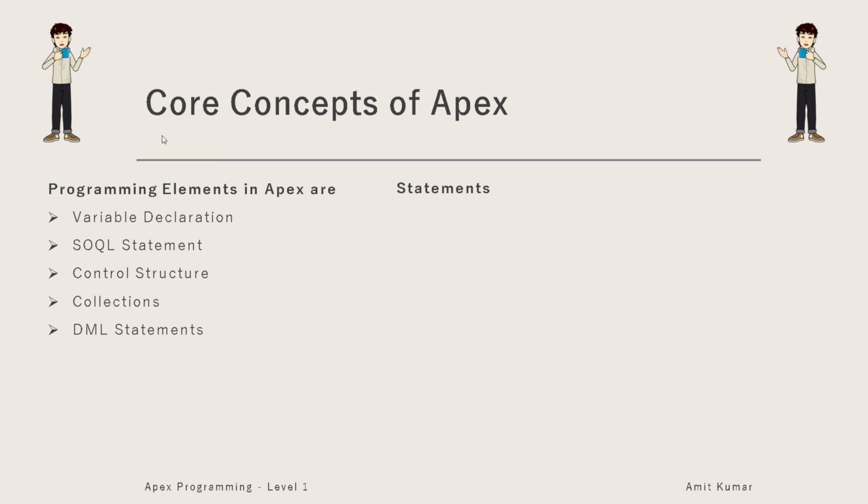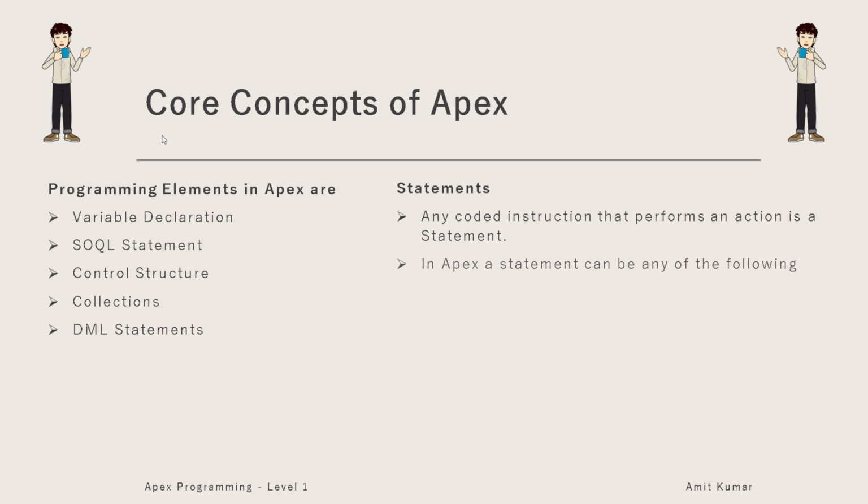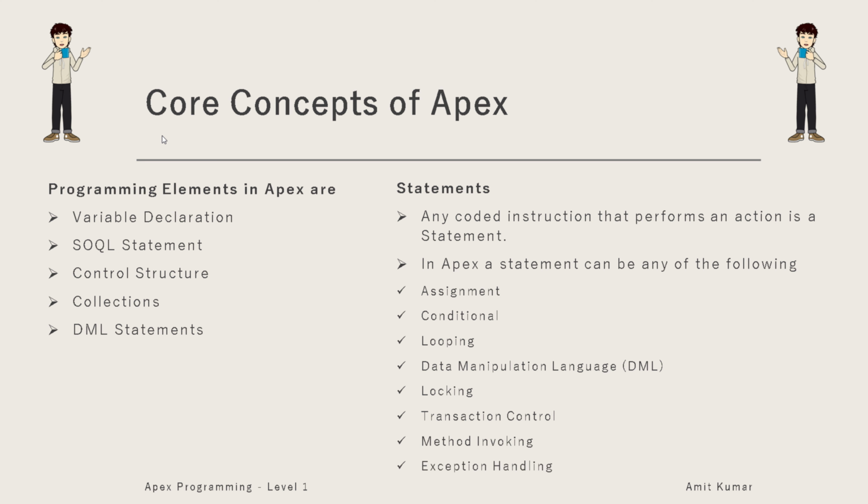But let's first see the statements that are allowed to write in Apex. Any coded instruction that performs an action is a statement. We know that any instruction which performs any sort of action is nothing but a statement. And in Apex, a statement can be any of the following. It can be an assignment statement, a conditional statement, a looping statement, a data manipulation language, that is DML, statement, a locking statement, a transaction control statement, method invoking, or exception handling. So these are all the valid statements that we can use in the Apex language.